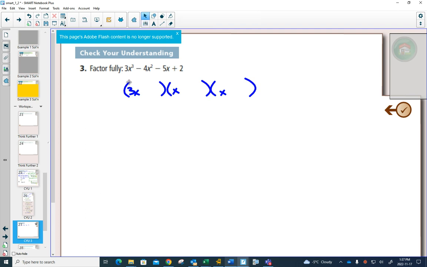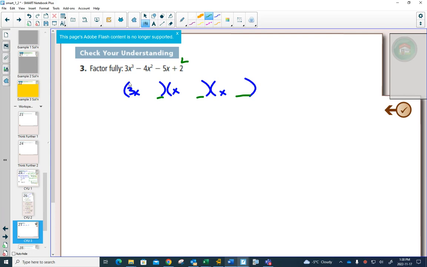I also know, and this is the factor property, since my last number, my constant term, is a 2, that these last numbers have to equal 2 when they're multiplied together. So I'm not going to check if x plus 5 is a factor because I already know it won't be.